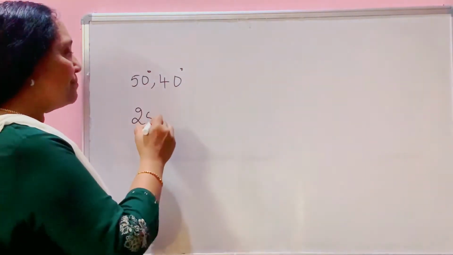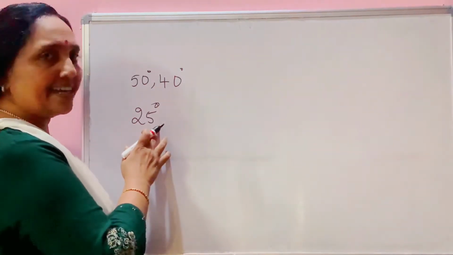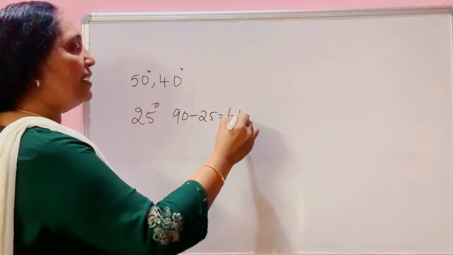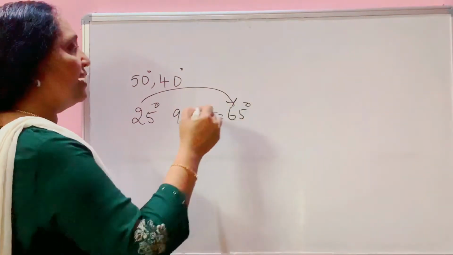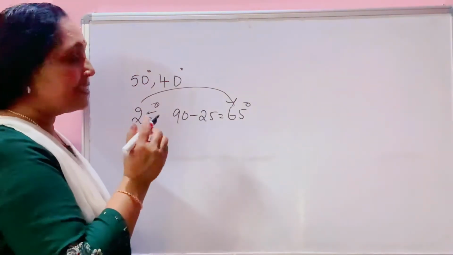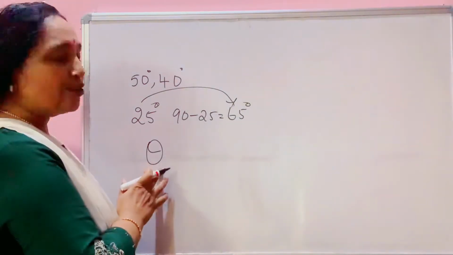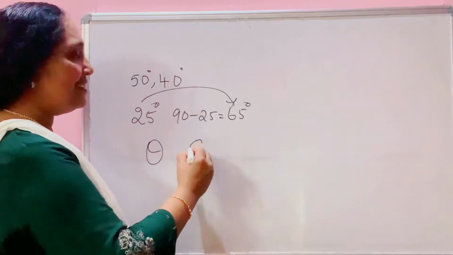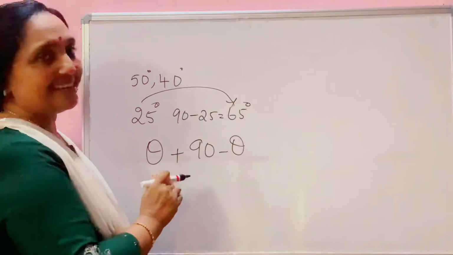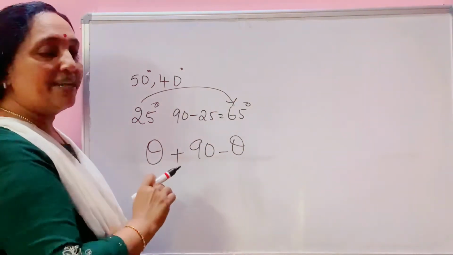If one angle's measure is 25 degree, then what will be the angle complementary to this angle? That is 90 minus 25, that is 65 degree. That means 25 degree angle and 65 degree angle are complementary angles. Then if one angle is theta, what will be the angle complement to this? That is 90 minus theta. So when you add these two, you will get 90. That means if one angle is theta, then the other complement angle is 90 minus theta.